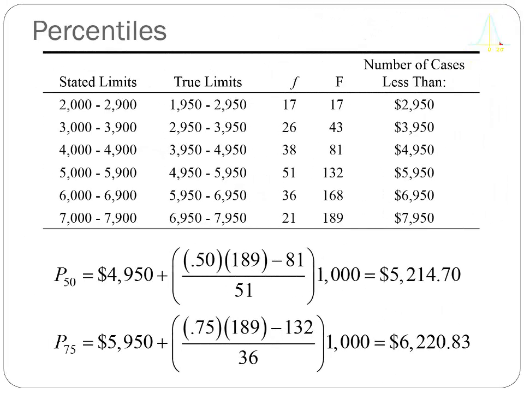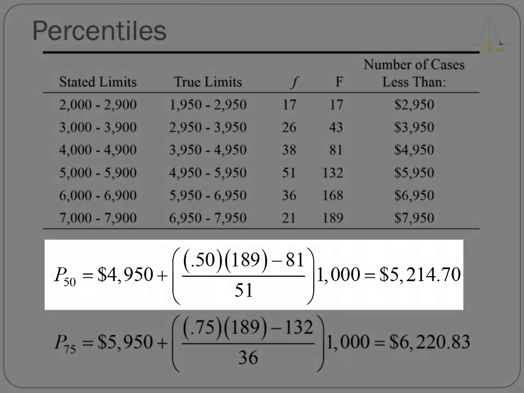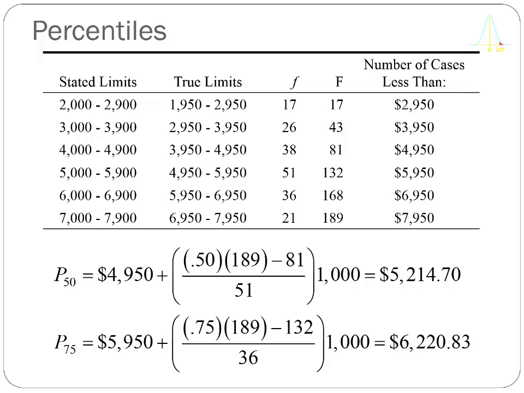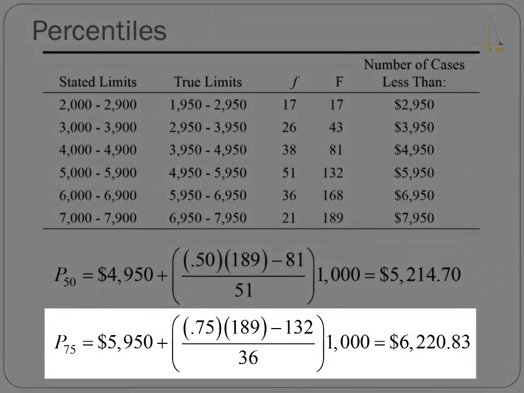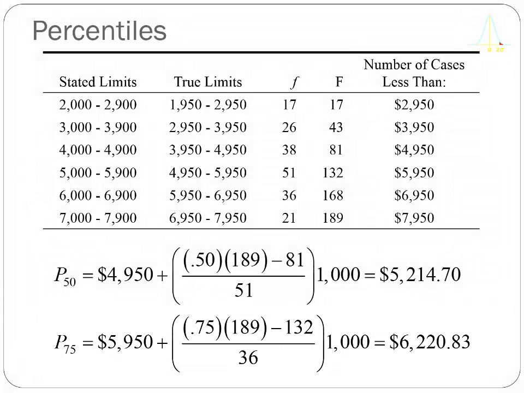So in this example, I've used the formula to calculate the 50th percentile, and that just replicates what we did before. We find the interval that contains the 50th percentile, and we note the lower true limit, and to that we add some quantity that gets us to the middle case. I also solved this problem for the 75th percentile, and that involves finding the interval that contains the 75th percentile, which we can do from cumulative frequencies, or we can do from cumulative percentages, and that value falls somewhere between $6,000 and $6,900.